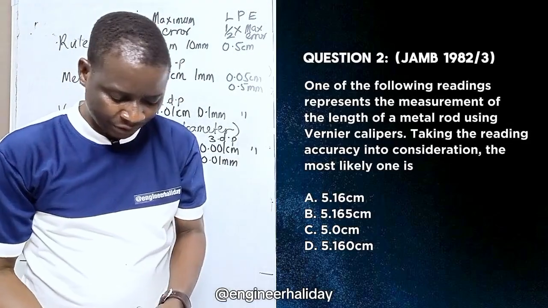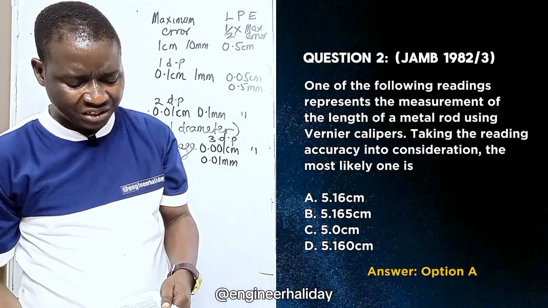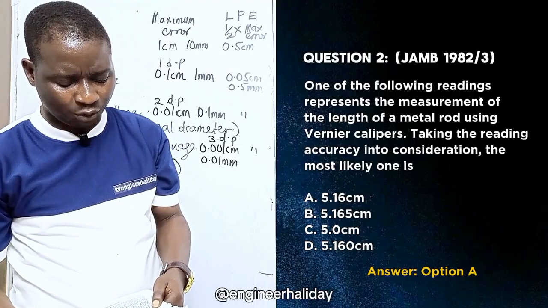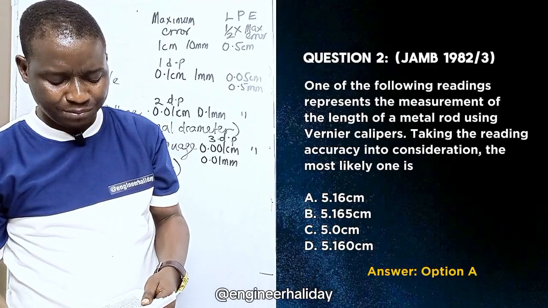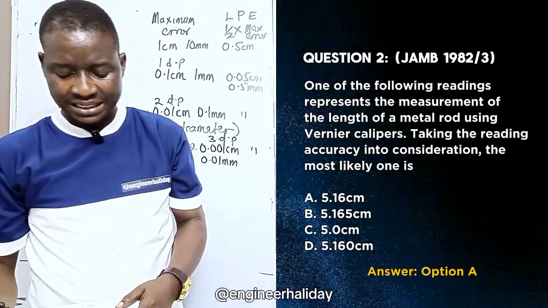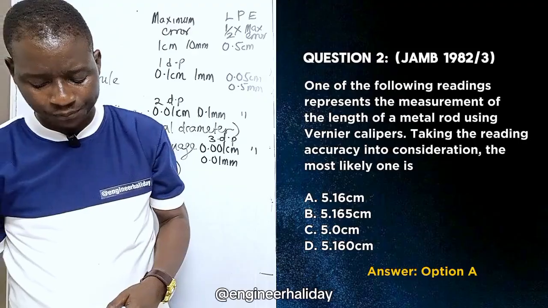Now let's go ahead. Option B says 5.165 centimeter. No. C says 5.0 centimeter. That one is meter rule. D says 5.160. That is micrometer screw gauge. So option A is the answer, 5.16. That is 1982, number 3.